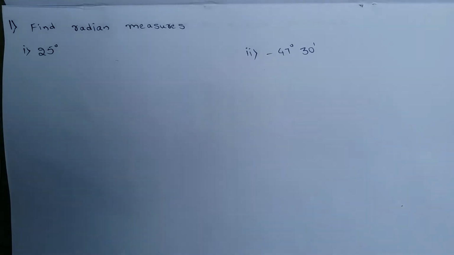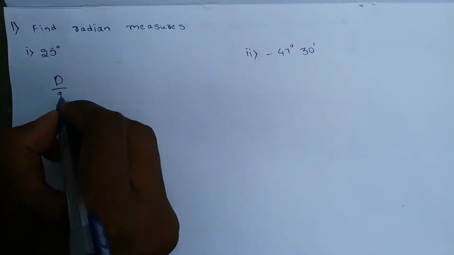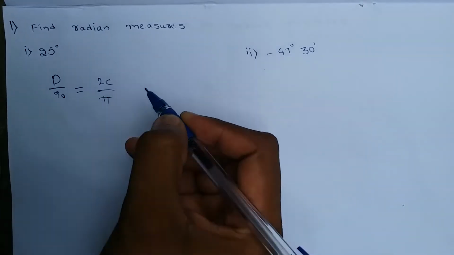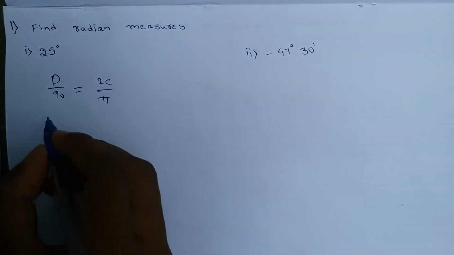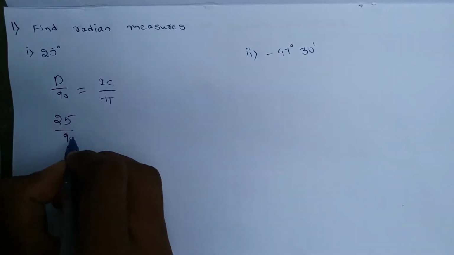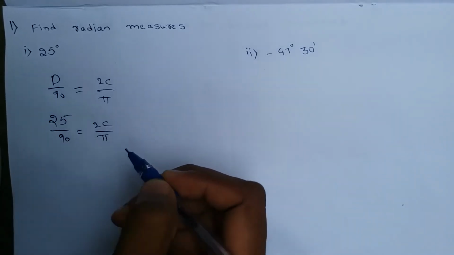Okay, the question is: convert 25 degrees to radian measures. Already we know the formula d by 90 is equal to 2c by pi. Here the degree measurement is given, so in the place of d I am substituting 25. 25 divided by 90 is equal to 2c by pi.